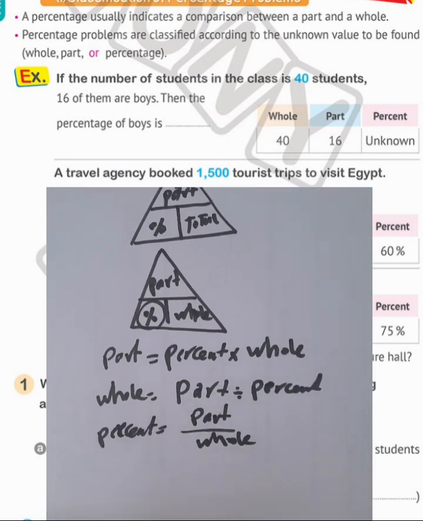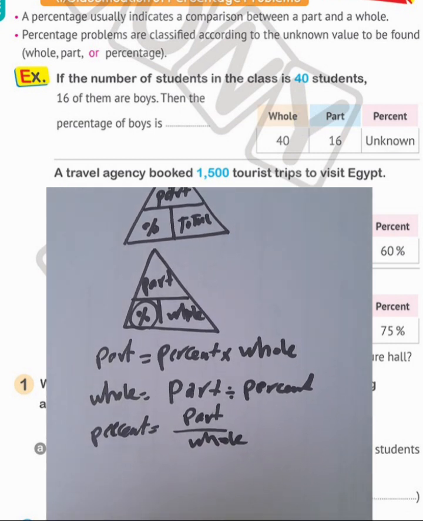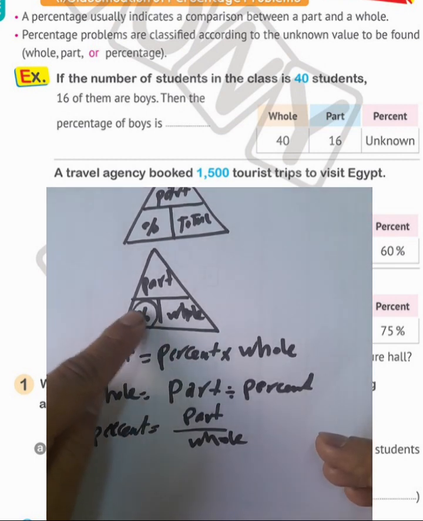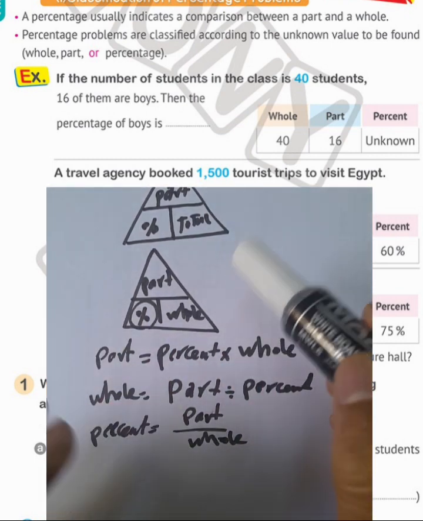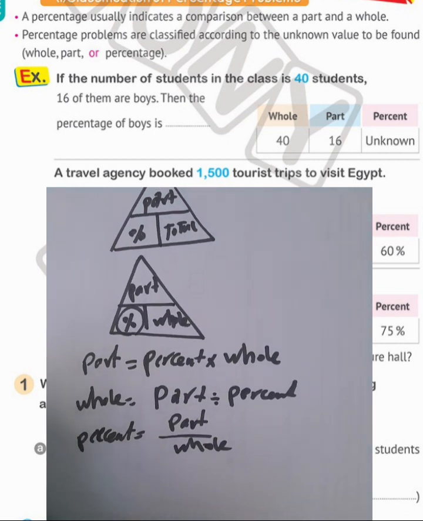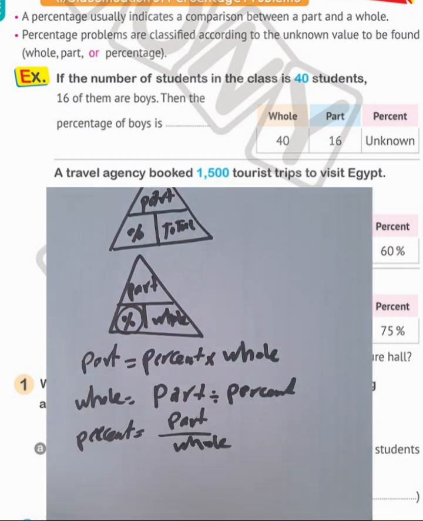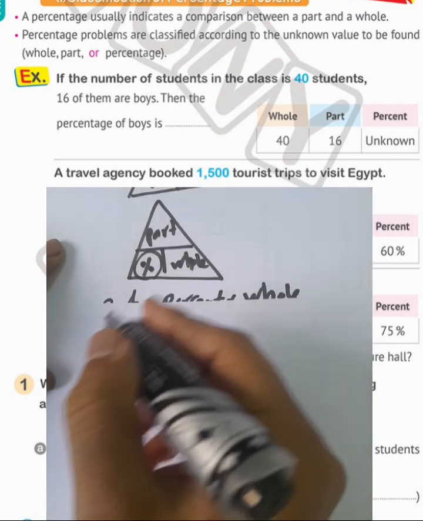We will use these properties to solve an example. We have here whole, part, and percent. What do we want to find in this table? We want to find the percent. To find the percent, you must divide the part by the whole, and then convert the result to a percent by multiplying by 100 and dividing by 100. In this example we want to find the percent. You must divide the part by the whole, and convert the result to a percent. I will do these examples here.